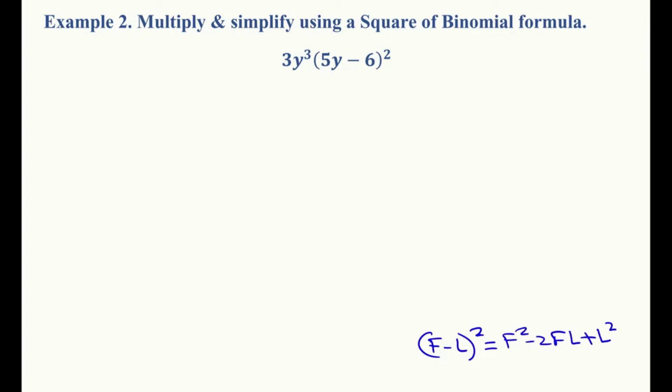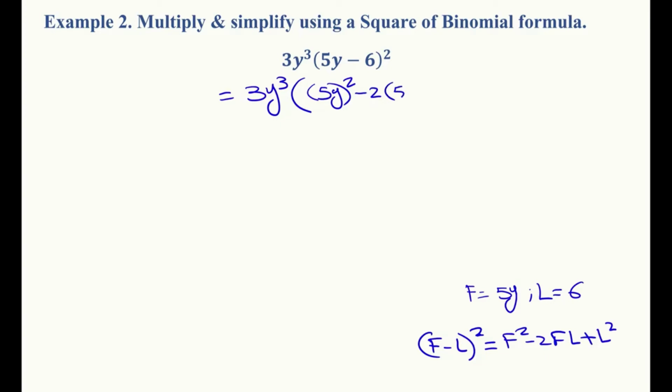So you get that. So here the role of f is going to be played by 5y, and the role of L is going to be played by 6. So the 3y cubed we just carry. So we get 3y cubed times f squared. So that's going to be 5y squared minus 2 times f, which is 5y, times L, which is 6, and then plus 6 squared, which is L squared.